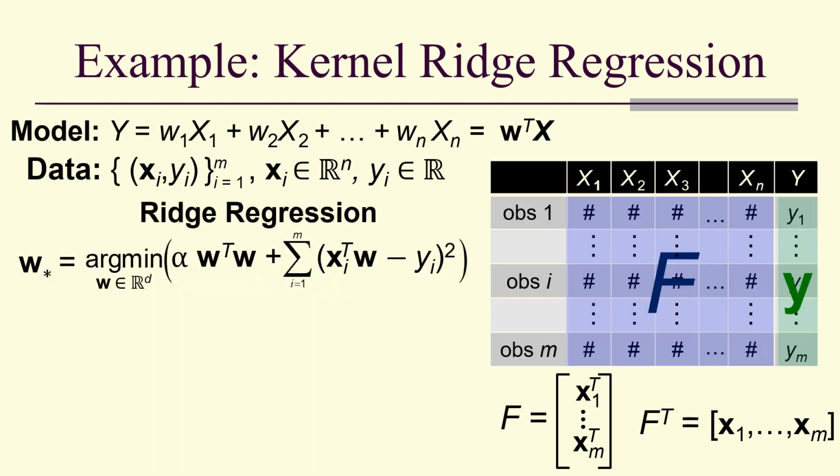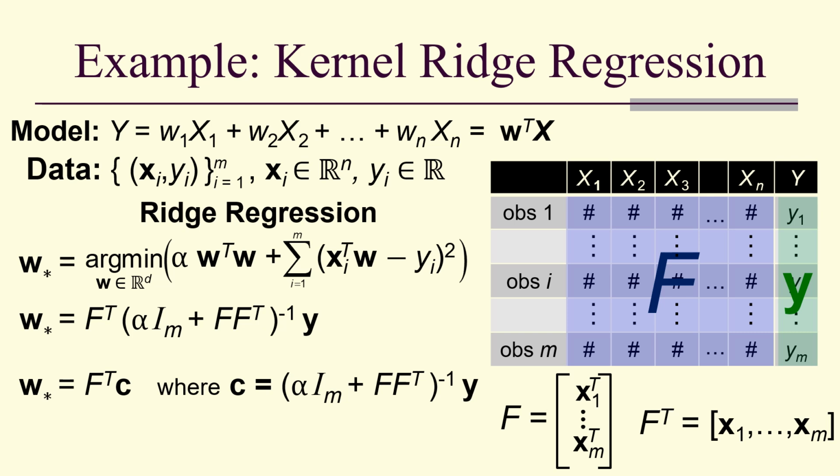And so we have our ridge regression problem. Our solution is F transpose times the quantity alpha I sub m plus F F transpose, that quantity inverted, times our y. And what we do is we let C be equal to that inverse matrix times y, and then W star is F transpose times C. And this is just the sum, i equals 1 to n, of C sub i, x sub i, where the C sub i's are the coefficients of that vector C.